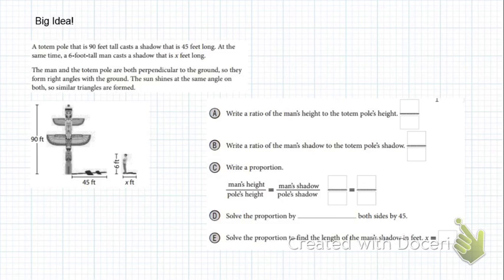So it's a little small here, hopefully you could see it, so if not, I'll just read it out loud. So, big idea. We have a totem pole here. A totem pole that is 90 feet tall casts a shadow that is 45 feet long. Okay? At the same time, a 6-foot tall man casts a shadow that is x feet long. The man and the totem pole are both perpendicular to the ground, so they form right angles with the ground. The sun shines at the same angle on both, so similar triangles are formed.